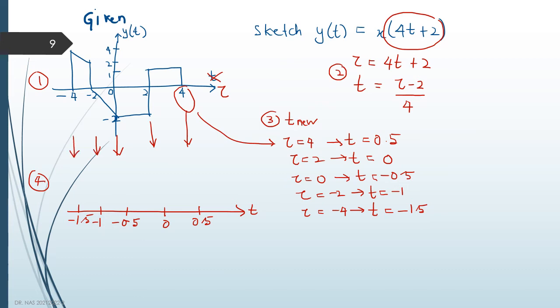Okay, now you need to just redraw, copy the same shape of the original signal onto the new t-axis. So here, okay, a bit higher. There you are. Then draw the, where's the 0? So this is your y-axis, y(t). So this is your new signal, y(t).